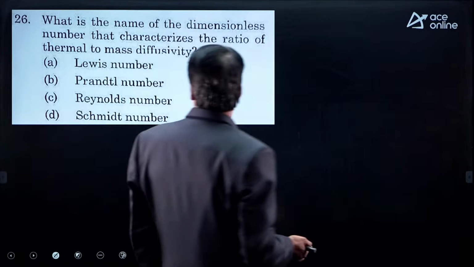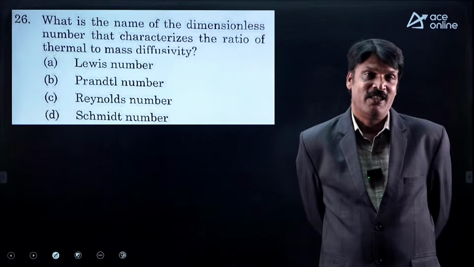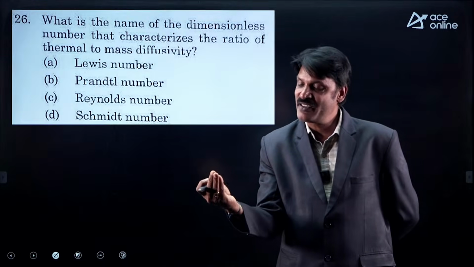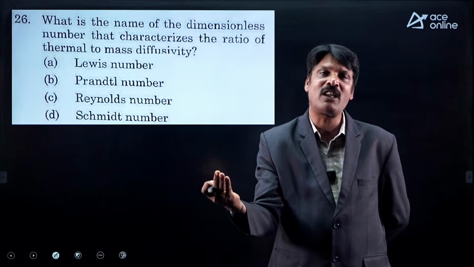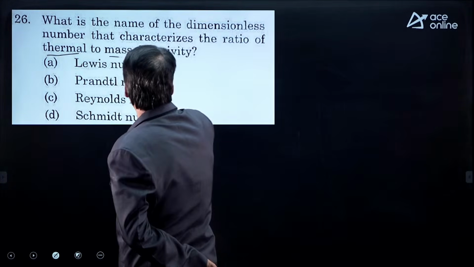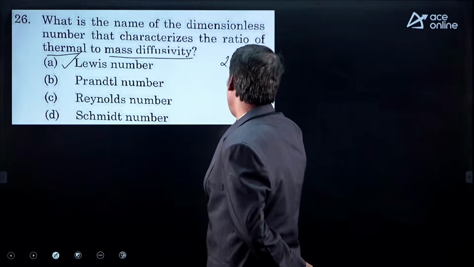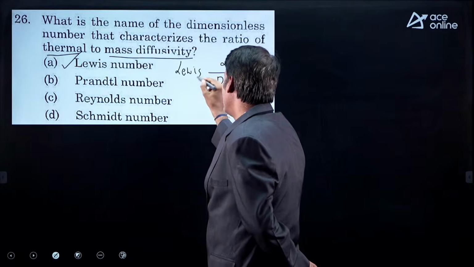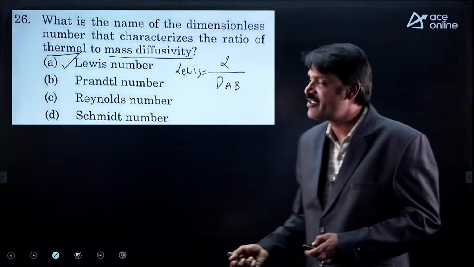So, what is the name of the dimensionless number that characterizes the ratio of thermal to mass diffusivity? See, suppose if you are looking at diffusivities, you have mass diffusion, you have momentum diffusion, you have thermal diffusion. The ratio of momentum diffusion to thermal diffusion is Prandtl number. The ratio of your thermal to mass diffusivity is Lewis. This is alpha divided by D_AB. This is Lewis number. And see, heat transfer is again extended back whenever you are looking at species concentrations.